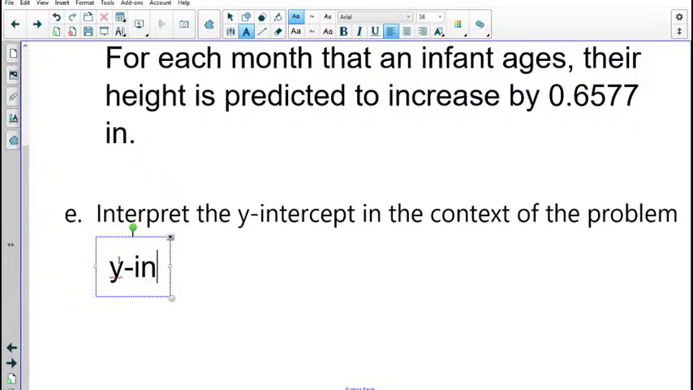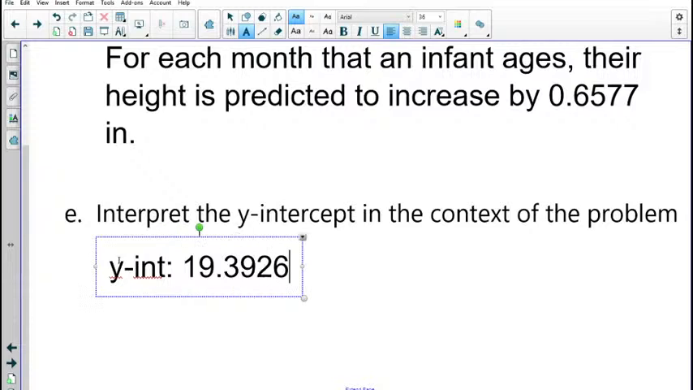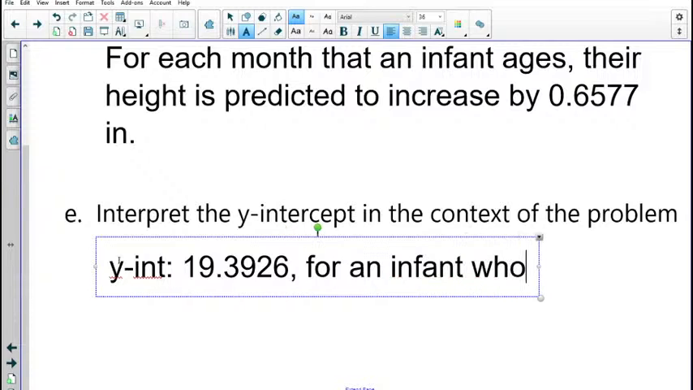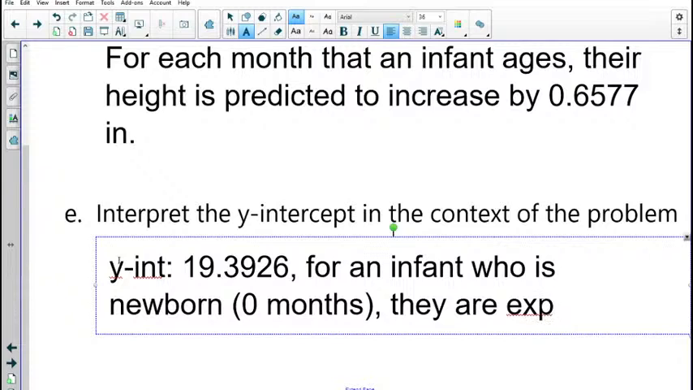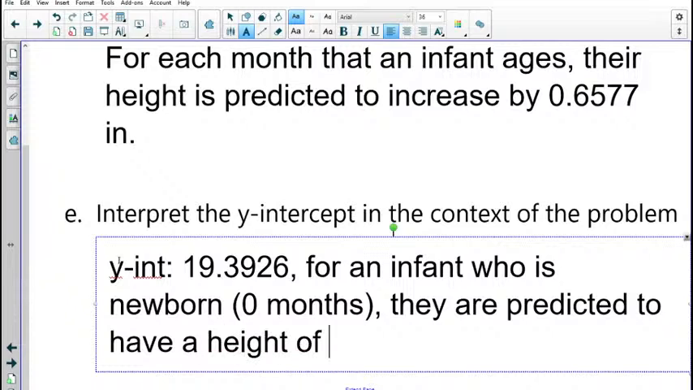Y-intercept is, what was it, 19.3926. So that's going to tell me for an infant who is newborn, 0 months, they are expected or predicted, let's use predicted, to have a height of 19.3926 inches.